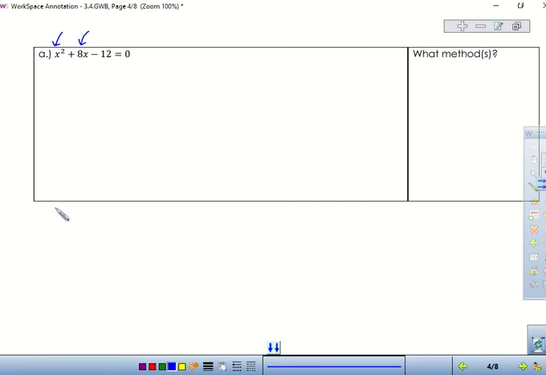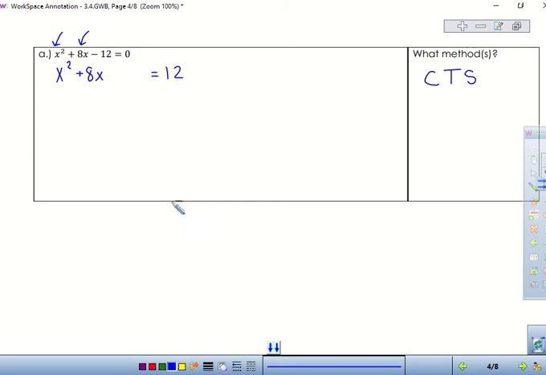Now, if the a value is not 1, it's not completely endgame for completing the square. If the a value is something that the b value is divisible by, it works out nicely. But if it's not, it doesn't always work out so nicely. So I'm going to use completing the square because the b is even, and there is no a value other than 1. So step 1 to complete the square. We'll get to that. I'm going to bring the 12 to the other side, because remember, when you complete the square, you have to make room for that new c term that you're creating.